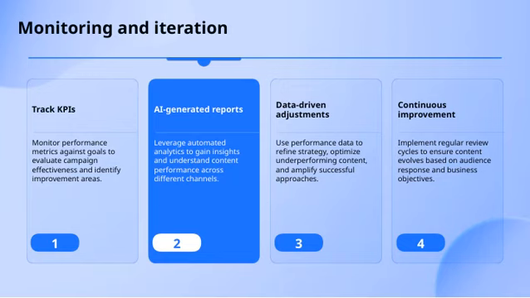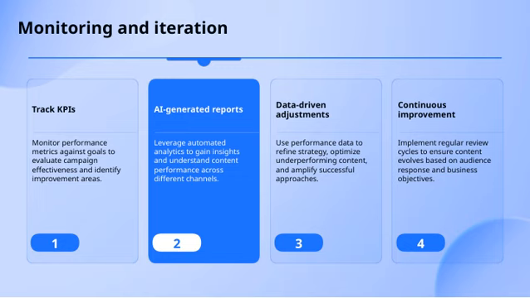Now, let's talk about monitoring and iteration, which are essential for ensuring our campaigns stay effective and continuously improve. First, tracking KPIs is crucial. We need to monitor performance metrics against our goals to see how well our campaigns are doing and to spot areas where we can improve. This helps us stay focused and data-driven.